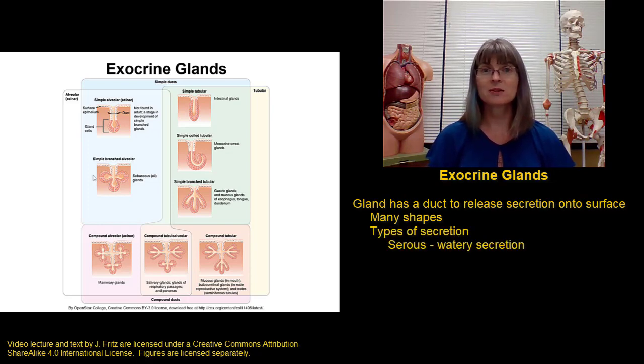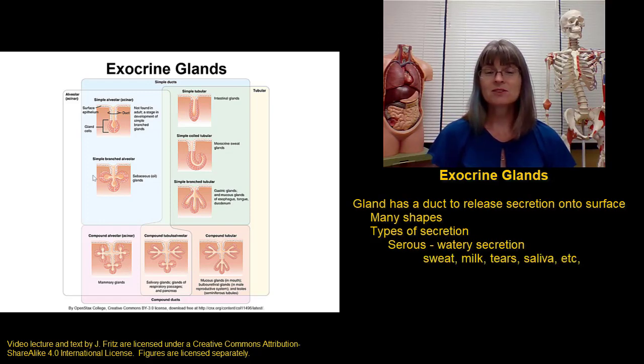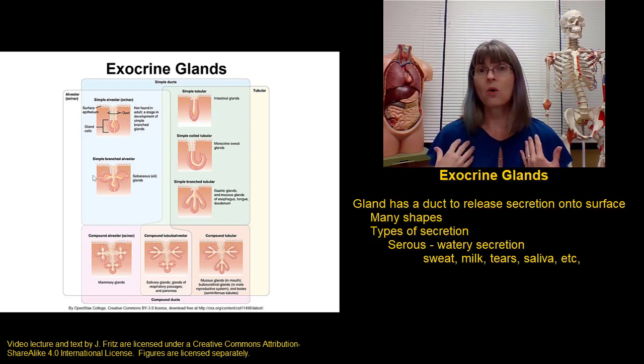The first is serous. A serous secretion is a watery sort of secretion. This watery secretion can contain all sorts of other substances like proteins, fats, salts, or other molecules, but it's a watery sort of secretion. Serous secretions include sweat, milk, tears, saliva, and other digestive juices, and the fluids that help organs move smoothly against each other, either in the pericardial cavity of the heart, the pleural cavity of the lungs, or the abdominal and pelvic cavities.